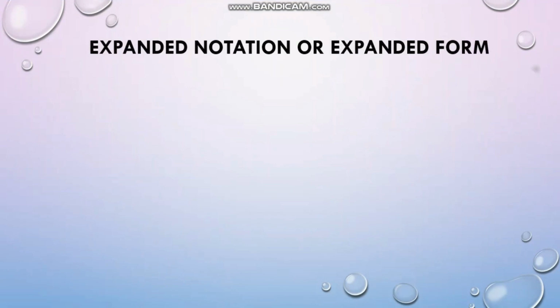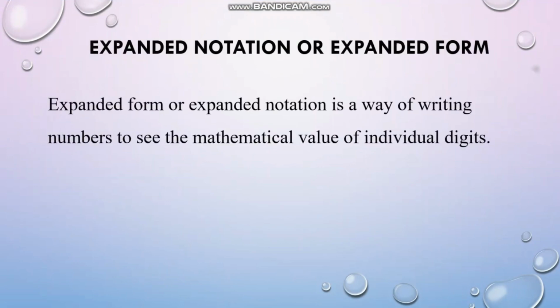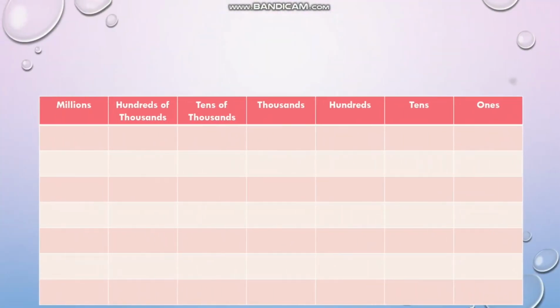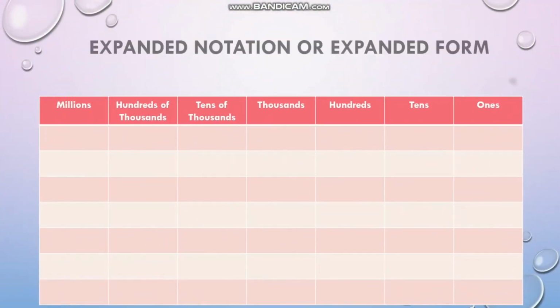What is expanded notation? Well, expanded notation or expanded form is a way of writing numbers to see the mathematical value of individual digits. In other words, it's expanding the number so that we could see the value of each digit in the number. Let's expand a number to see the value each digit has.